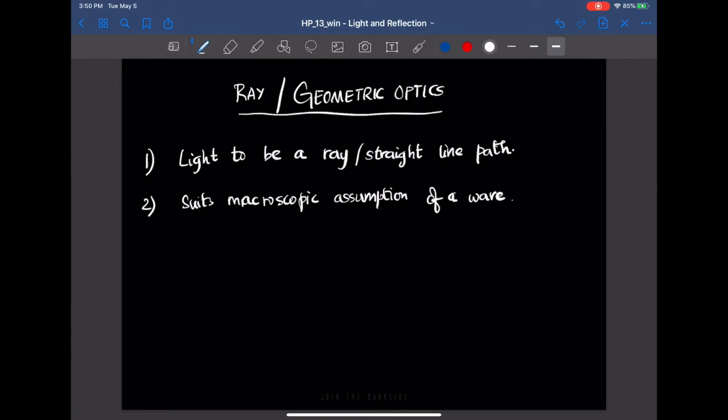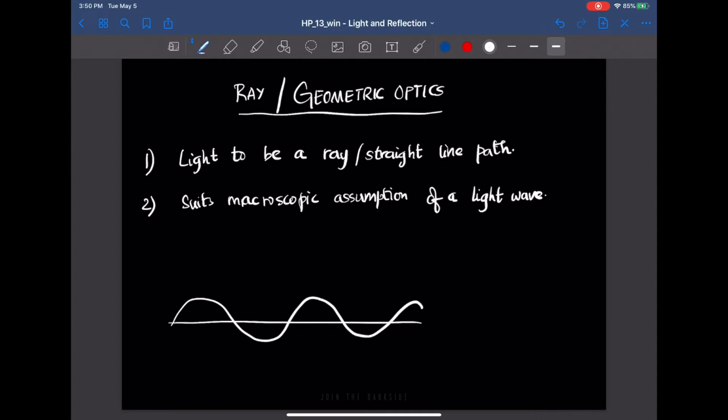Now, why should we consider it to be a straight line? Macroscopic assumption of light wave. Why is it that case? If you look at a wave in general, a wave looks somewhat like this, where it has crest and trough. When you look at this, we call it the wavelength, lambda. Generally for light, the visible light ranges from around 0.4 to 0.7 micrometers.